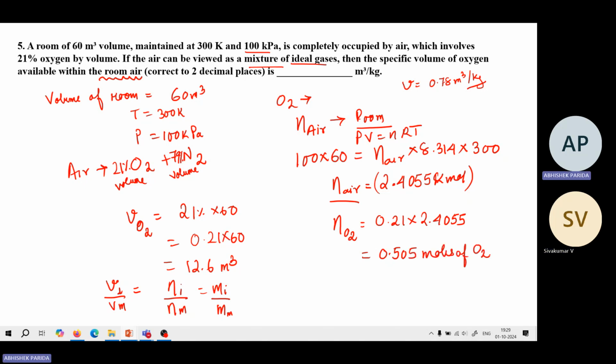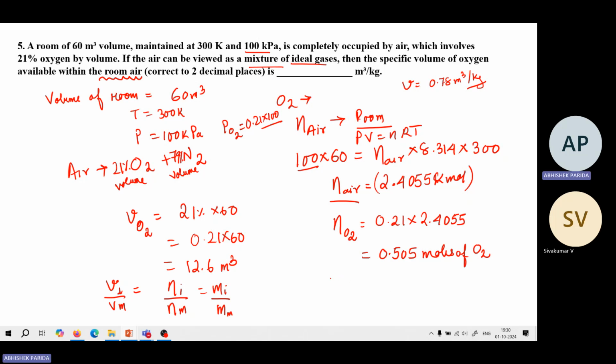And of course, you could have directly calculated that, since oxygen's pressure is directly 0.21 into 100. That is true. I just wanted to show how it comes from the total number of moles of air. But the approach can be done the other way around also. From there, you can directly get the moles of oxygen, and you will get the same answer.